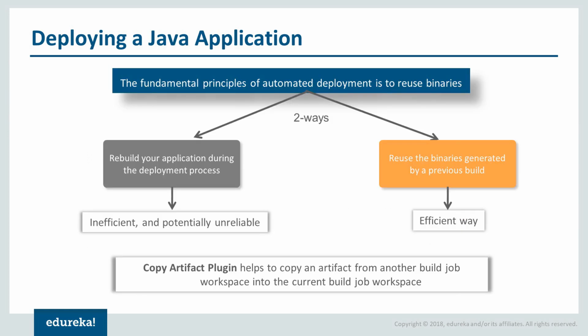So for deploying a Java application, you have two different ways to do it. The fundamental principle of automated deployments is to reuse the binary. So basically you deploy the binaries; in the case of Java applications, you do a war file deploy or a jar file deploy. The first way is to rebuild your application during the deployment process. And the second way is to reuse the binaries generated by a previous build.